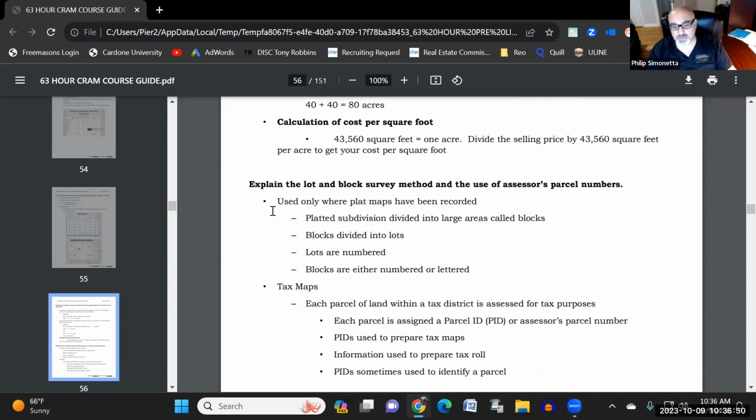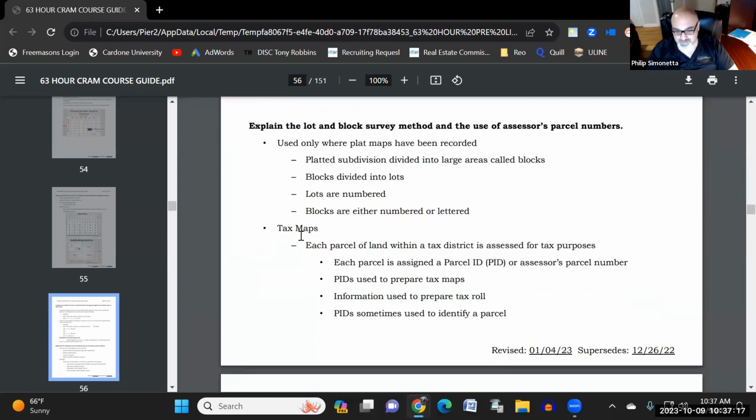The other thing you have to do is be able to explain the lot and block survey method and the use of the assessor's parcel numbers. These numbers are used only where plat maps have been recorded. They're platted subdivisions divided into larger areas called blocks. Blocks are divided into lots, and lots are numbered. Blocks are either numbered or lettered.